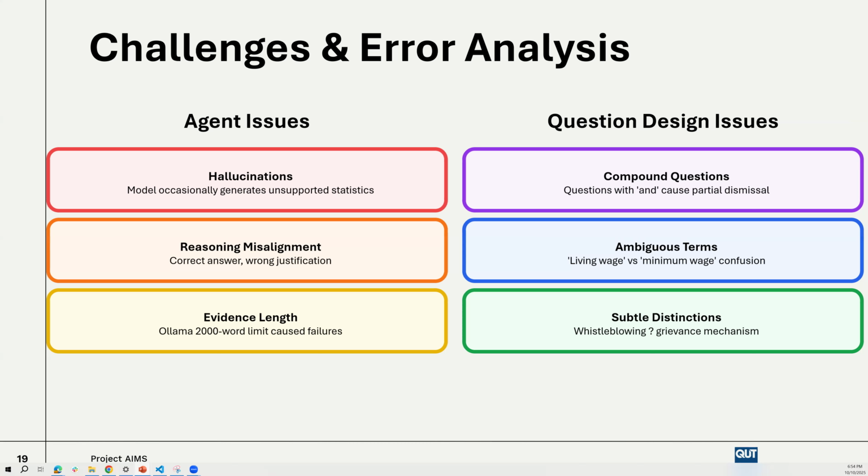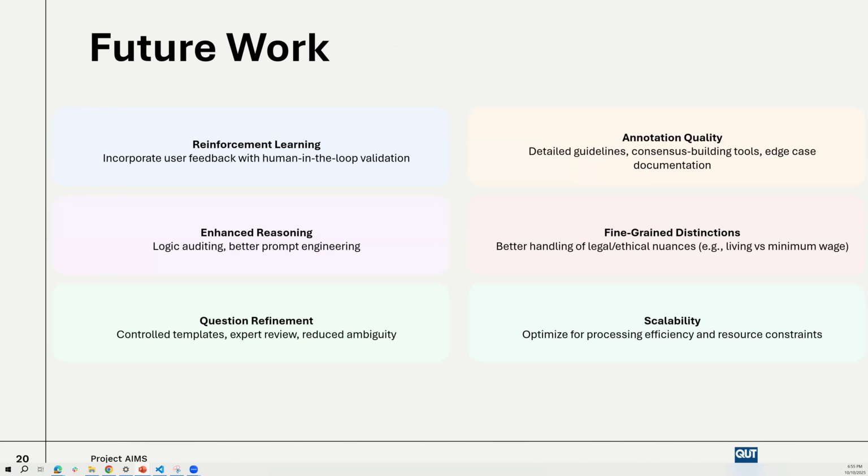Then we also have ambiguous terms that are sometimes confusing, or not fully agreed upon even among domain experts, let alone by an AI model. So living wage and minimum wage could be confusing. And then there are the subtle distinctions between complex terms, such as whistleblowing and how it differs from a grievance mechanism, for instance. So those were important considerations, both limitations for the policy side, but also for the data side.